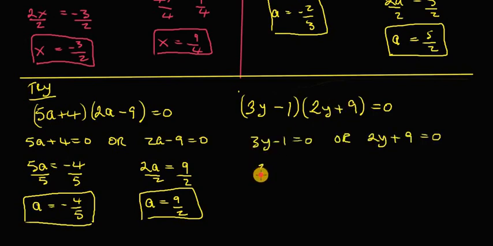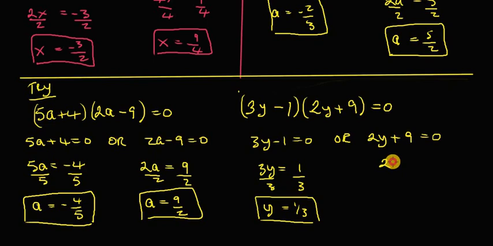Okay, so now I'm going to go 3y is equal to plus 1, and then I'm going to divide both sides by 3, and the 3's cancel out on the left-hand side. I'm left with y is equal to 1/3. Always identify the answers, make it clear for the examiner. 2y plus 9 is equal to 0, so 2y is equal to negative 9 because I subtracted 9 from each side. Divide by 2, y is equal to minus 9 over 2.